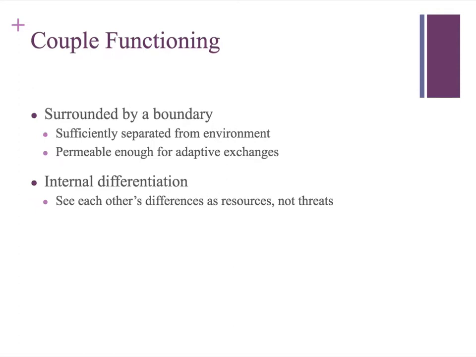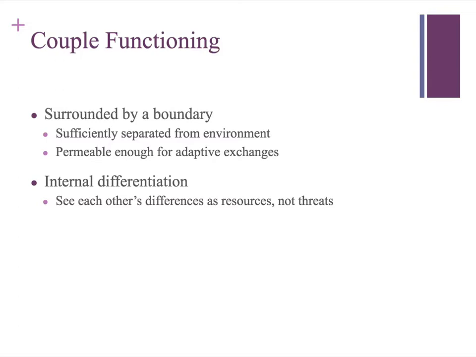Similarly, couple functioning then is defined as a couple that is surrounded by a boundary that sufficiently separates them from their environment, but is permeable enough that they can exchange adaptively with the environment. So couples can interact with their environment without being totally closed off, shut down from influence or exchange with the environment, as well as not being so open that they don't have their own distinct identity as a couple.